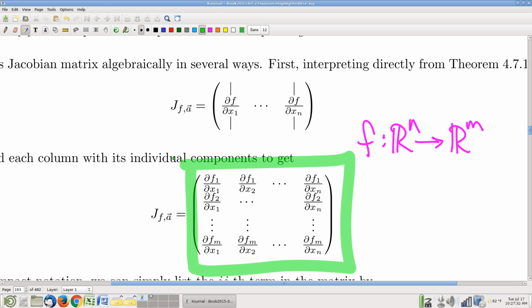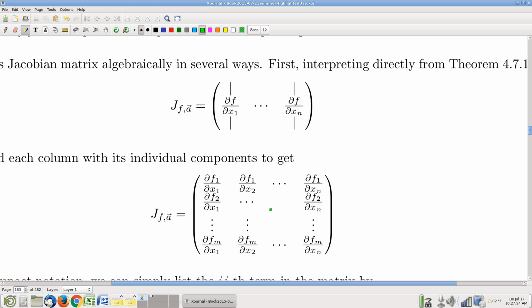Okay. All right. Do keep it straight which way it goes. Columns correspond to input variables that you're taking derivatives with respect to. So you can talk about the x1 column, the x2 column. Those are input variables, and columns correspond to input variables.